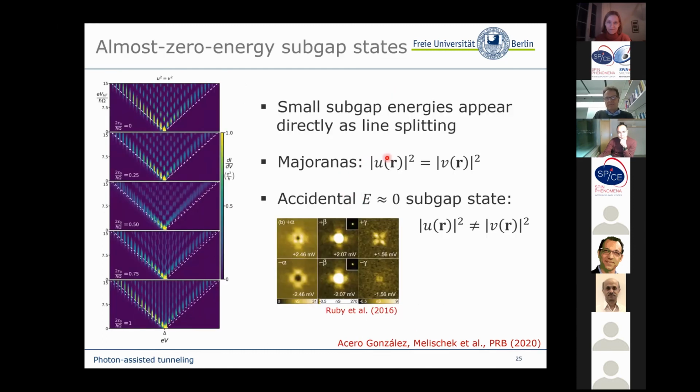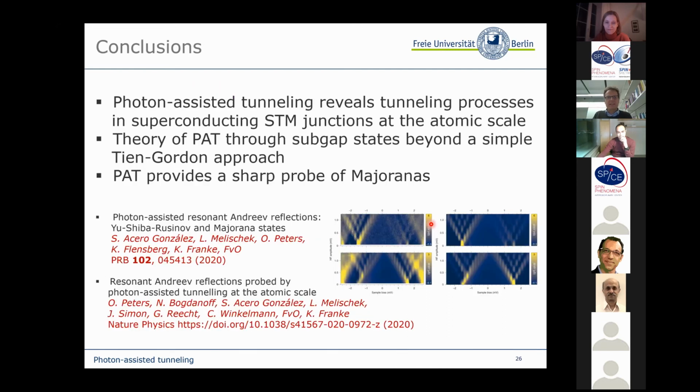Okay, so of course, if you do this with an SDM, you also know that Majoranas should have equal electron and hole wave functions for any position, but accidental E equals 0 subgap states would have different energies. And so by looking around, you can look for regions where they differ or where they are equal, and this gives you additional information. So with that, I'm at the end of this talk.